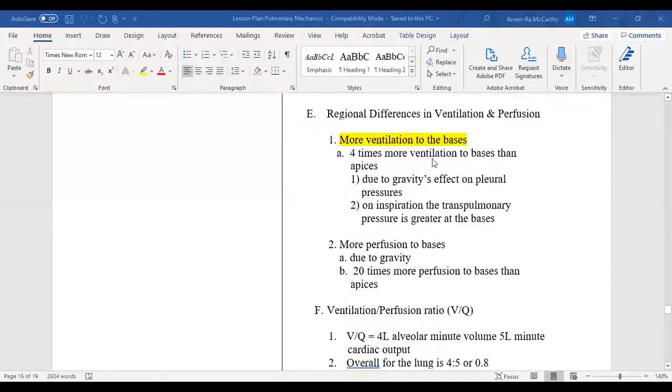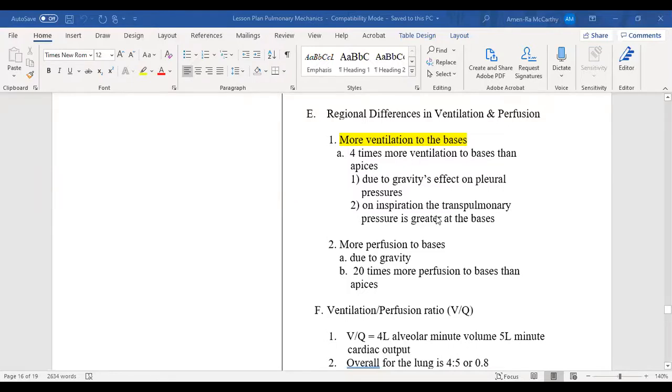4 times more ventilation to the bases than the apices. There's 4 times more ventilation going on at the base of the lung than at the apices. Now, why is that? Well, due to gravity's effect on pleural pressures, on inspiration the transpulmonary pressure is greater at the bases. So it's sucking in more air at the bottom, because remember we talked about the pressure gradient? We talked about pressure, and we said that inside the lungs, it is lower or more negative than it is outside.